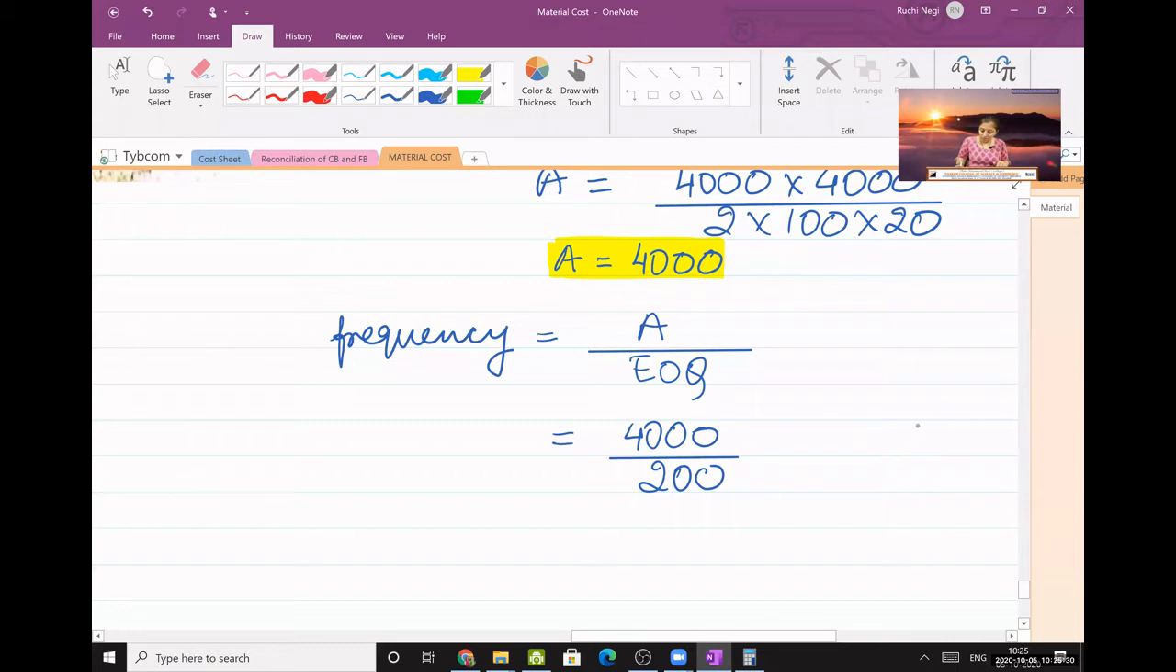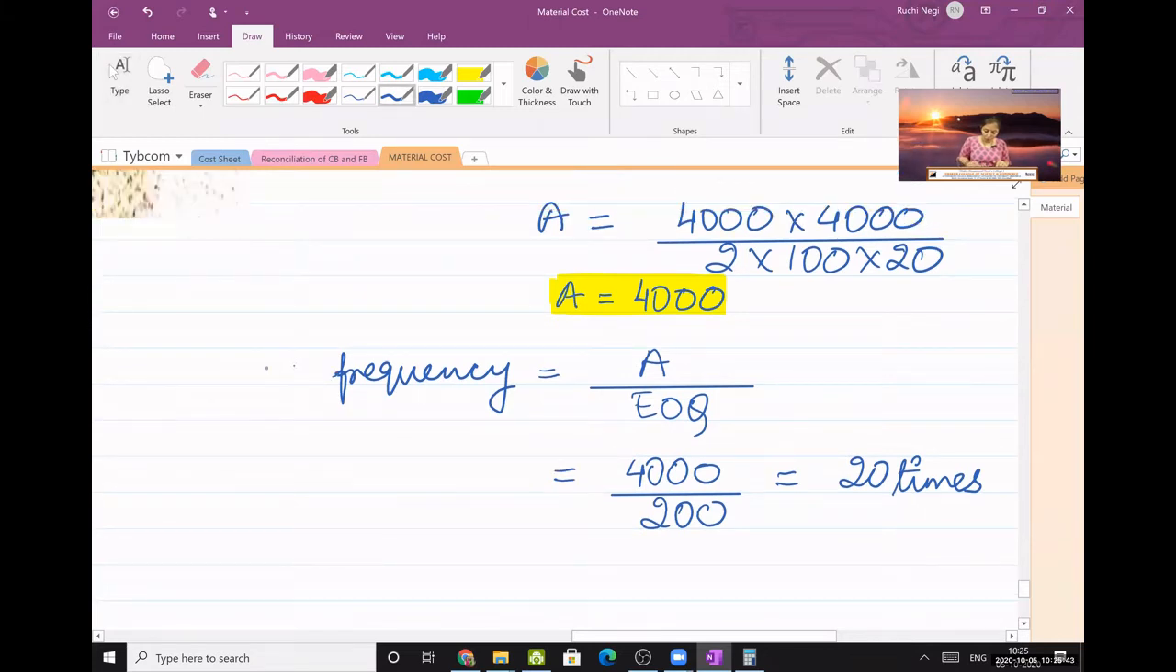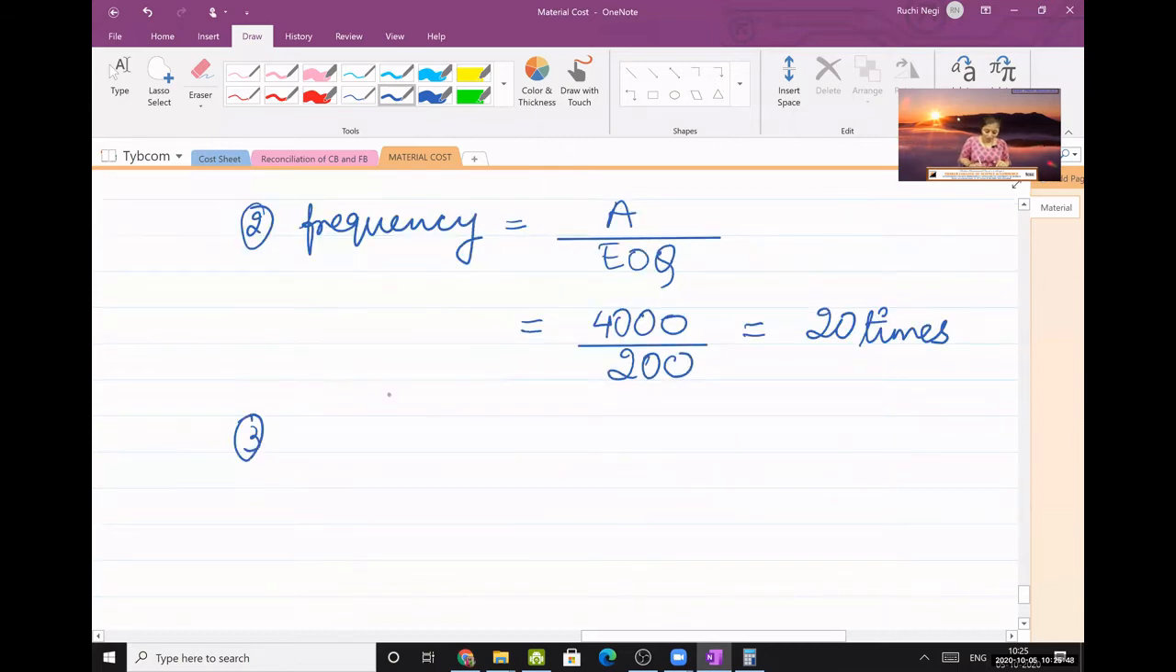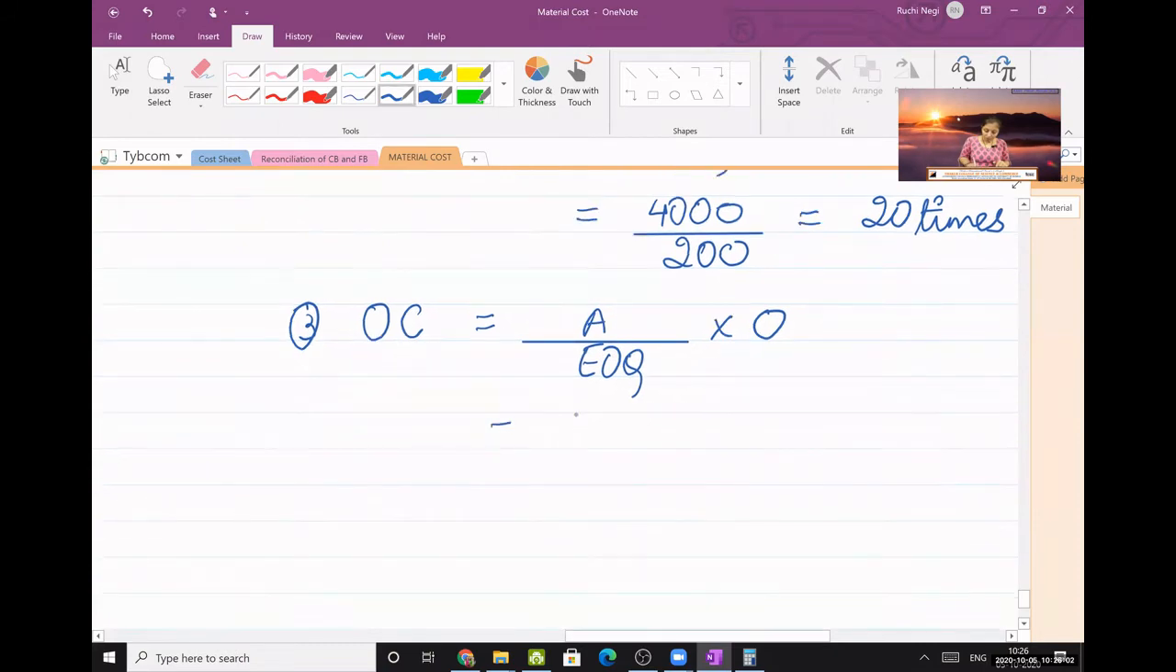The first part is EOQ. I have done with it. 2, I am done with. 3, order cost. What is the formula? A upon EOQ into O. A is how much? 4,000. EOQ is how much?